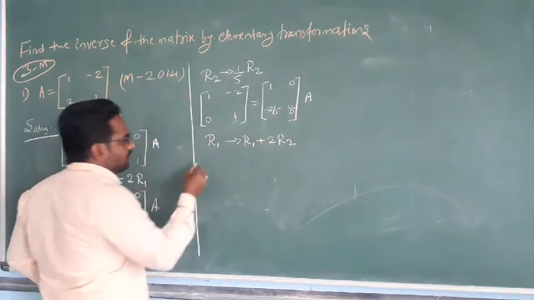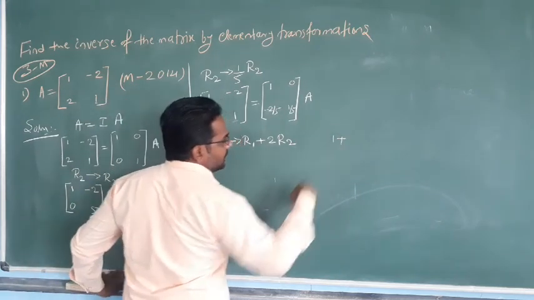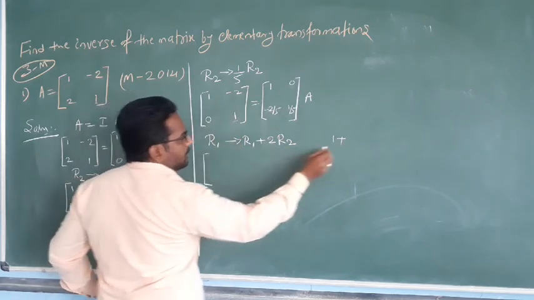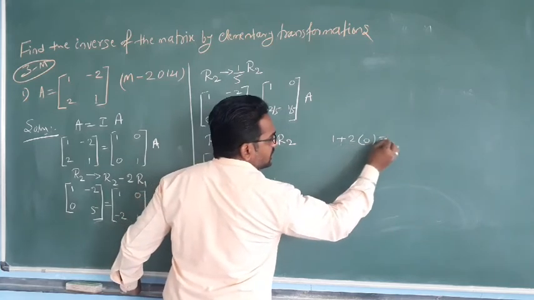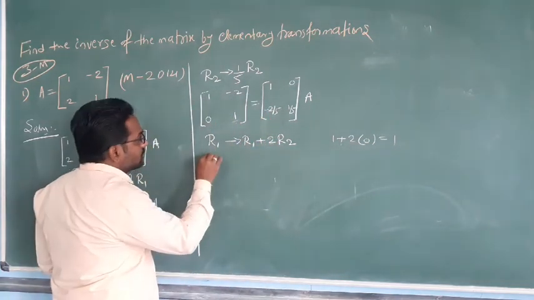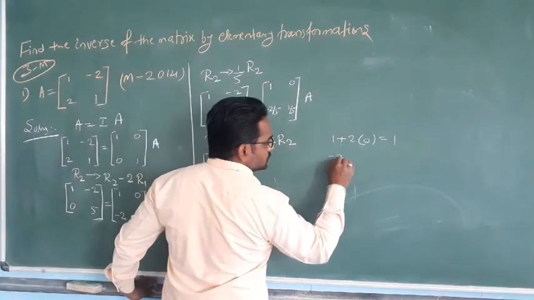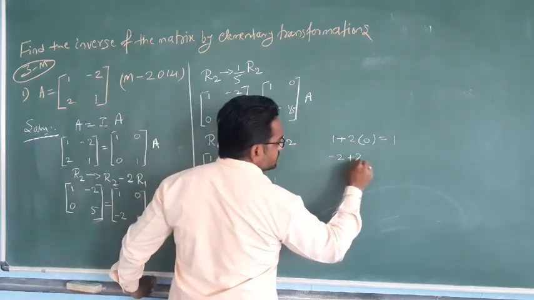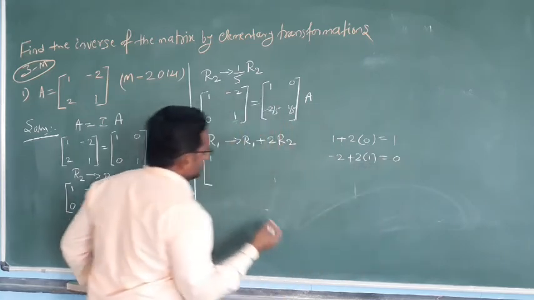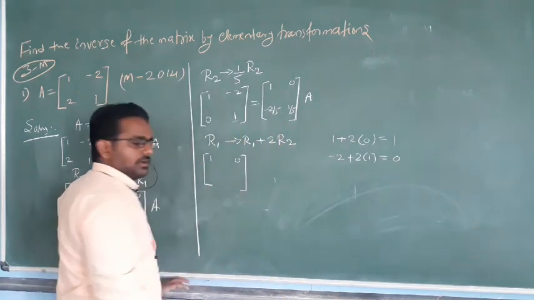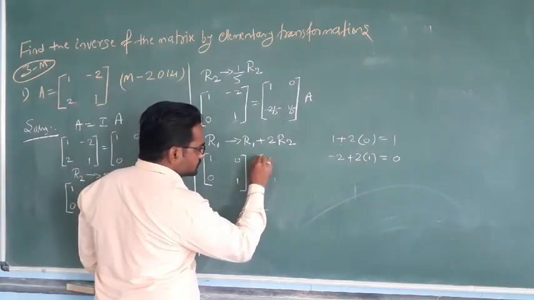So what is the thing here, students? R1 is 1 plus 2 into the R2 element, that is 0. So 1 plus 0, that is 1 itself, the first row first element. Next, the first row second element is minus 2 plus 2, constant as it is, into the R2 element, which is 1. So minus 2 plus 2, that is 0. So the first row elements become 1 0, and the second row is already 0 and 1.